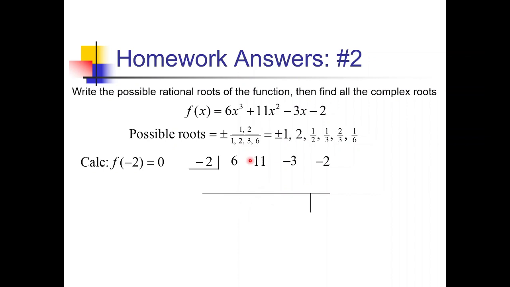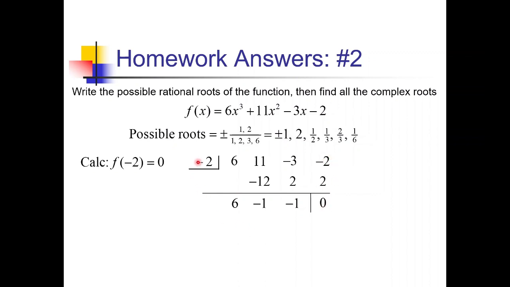So bringing down my first coefficient, we've got 6 down here. Negative 2 times 6 is negative 12. Plus 11 is negative 1. Times negative 2 gives me positive 2. Plus negative 3 is negative 1. Times negative 2 is positive 2. Plus negative 2 is 0.